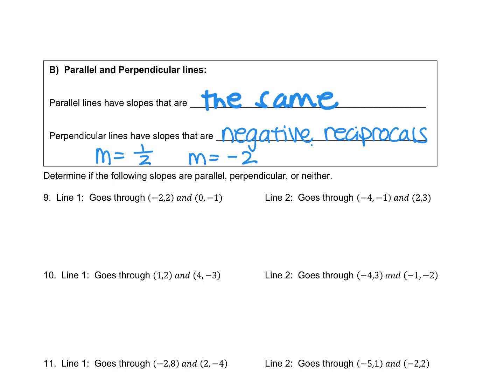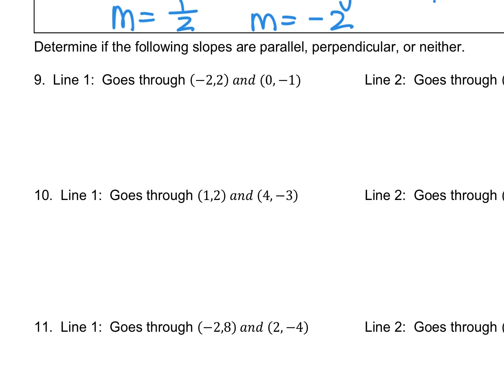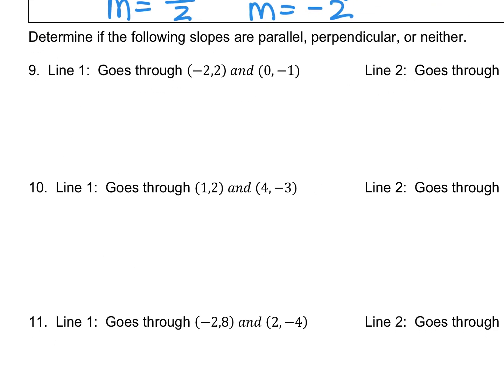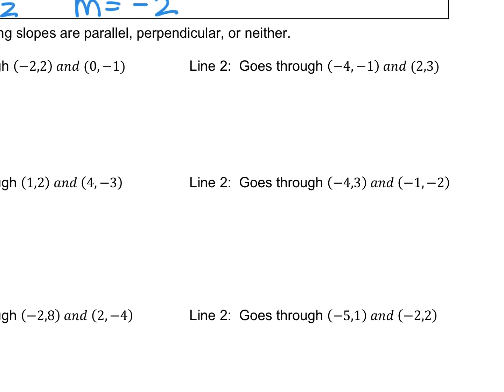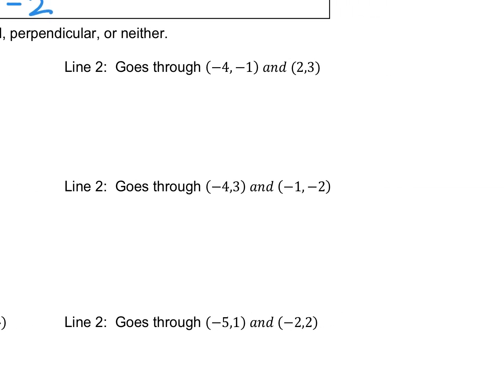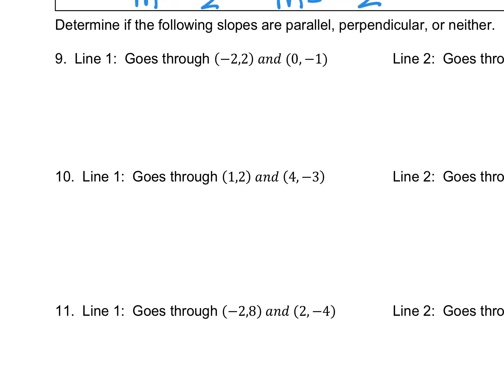Okay? So to finish out this page, we're going to do a lot of slope. So let's do number 1 together. So for number 1, it says there's 2 lines. There's a line that goes through (-2, 2) and (0, -1). And then there's a line that goes through (-4, -1) and (2, 3). So we're going to find the slope of both of those. So take a minute and find the slopes of both.